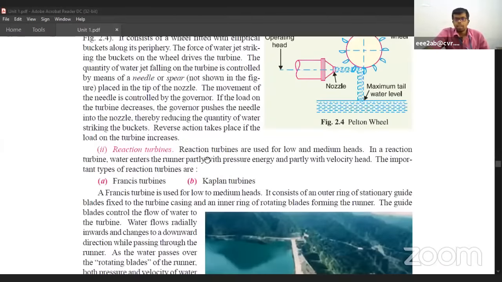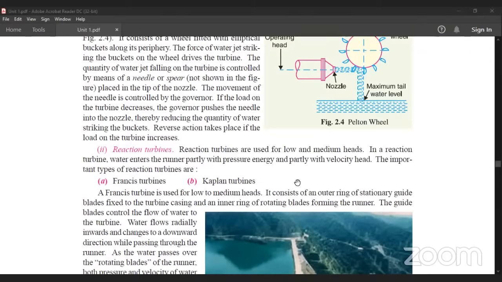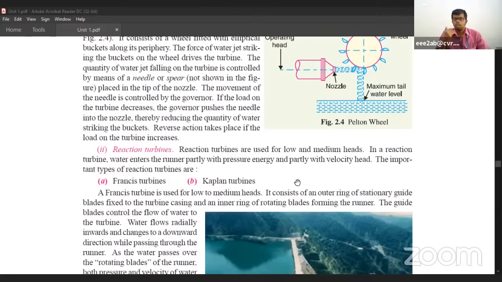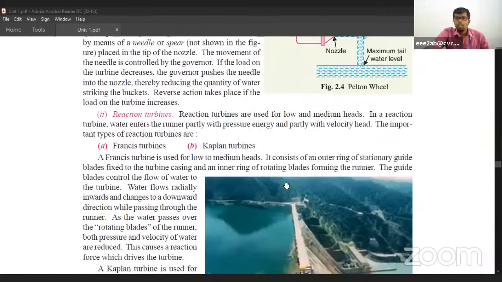Reaction turbines are used for low and medium heads. In the southern part of India, most of the dams are medium head, or low head, as I said. It depends on the climatic condition. If it rains, our dams will fill, or otherwise they won't fill.